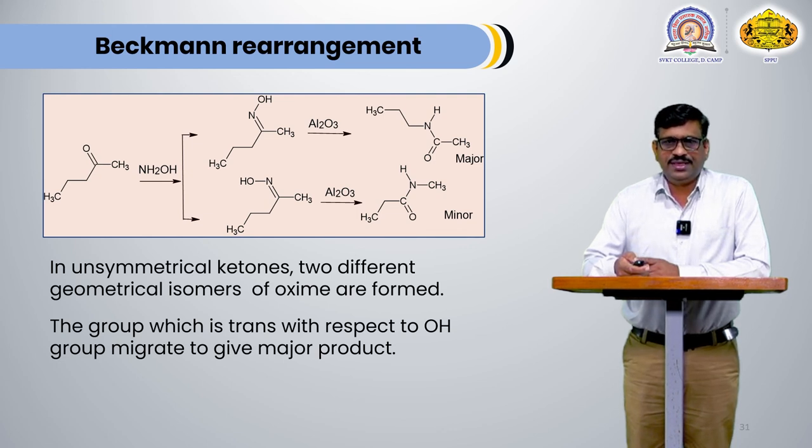In unsymmetrical ketone, two different geometrical isomers of oxime are formed. The group which is trans with respect to the OH group migrates to give the major product.